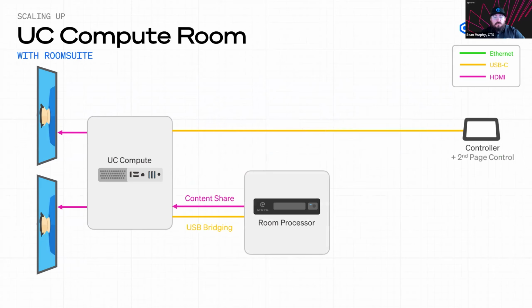So with RoomSuite, the room processor acts as both the bridging device and content share to the UC compute, because in a Teams or Zoom room mode, we can actually output video from the room processor to the input of the UC compute.